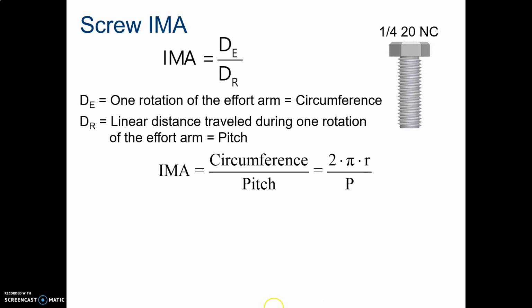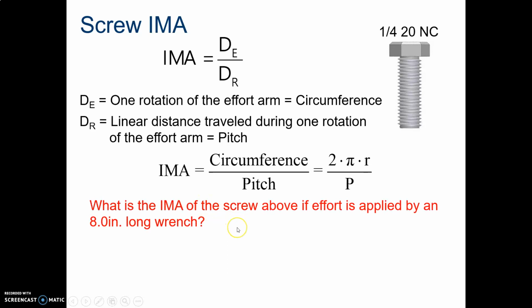So here's a simplified way to find IMA. It's the circumference divided by pitch. But you have to remember it's the circumference of the effort arm, whatever it is we're using to turn that screw. And we know circumference is 2 pi r.